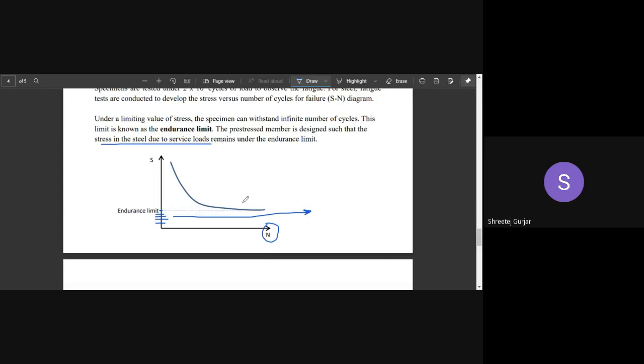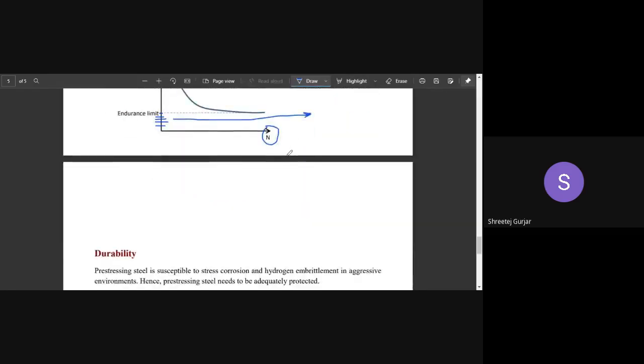So we have to take care that the stress in our steel at service is below this endurance limit. That is what you have to take care of while designing your pre-stressed element for fatigue. For fatigue, you have to take into account this endurance limit and limit the stress in steel so that it does not cross this endurance limit. Okay, so I hope this fatigue part and the endurance limit are clear.